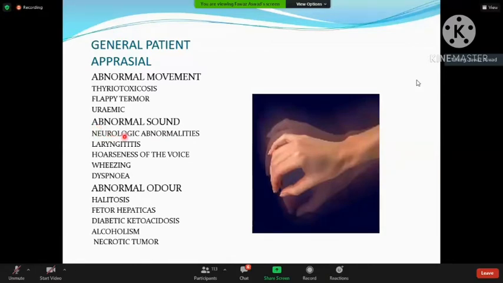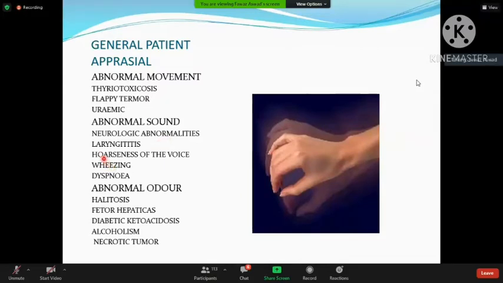First of all, the patient may complain of neurological abnormality. نعطي أمثلة like for example the patient may be complaining of Parkinson's disease, or the patient may be complaining of myasthenia gravis. And even the upper motor neuron lesion, sometimes the facial palsy.